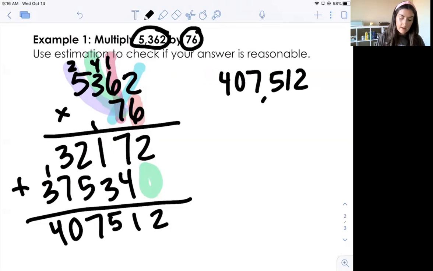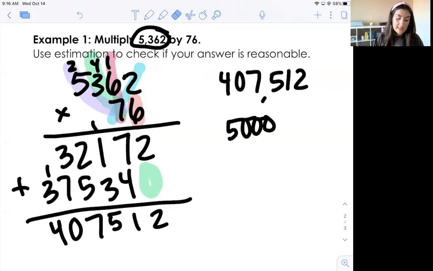So 5,362 is close to 5,000. You can always kind of round to the nearest place value. So if it's 1,000, round to the nearest 1,000. If it's a 10,000, round to the nearest 10,000, etc. 76 is very close to 80. So that's going to be my new problem.